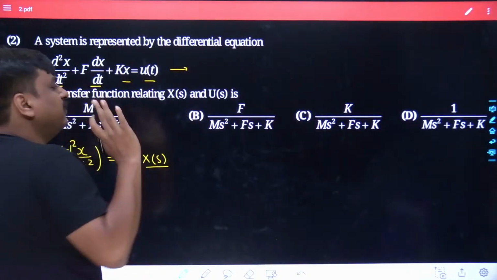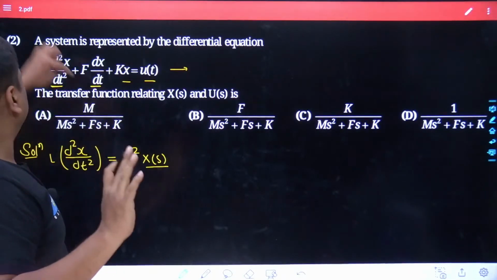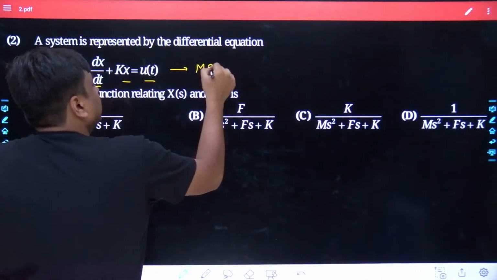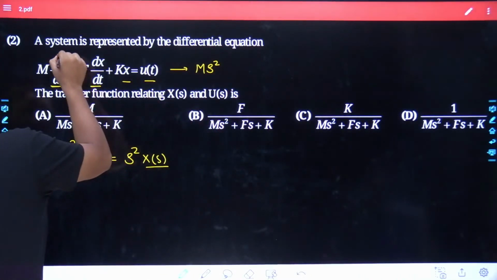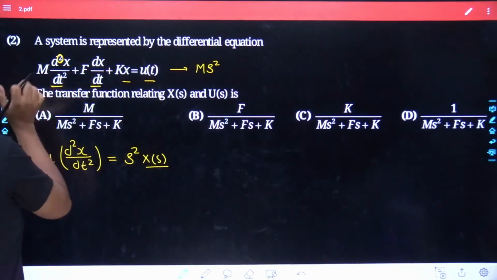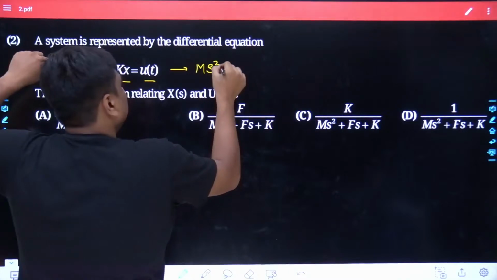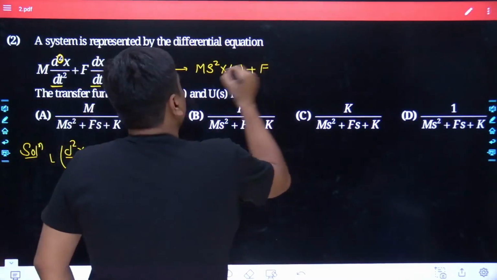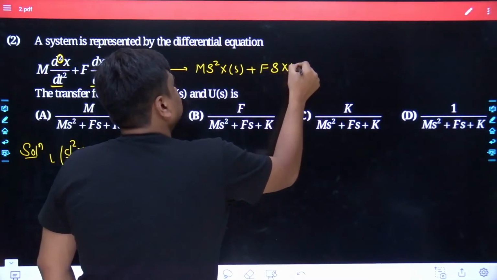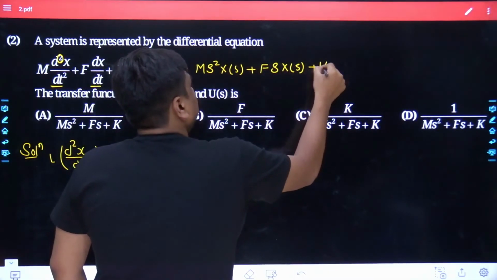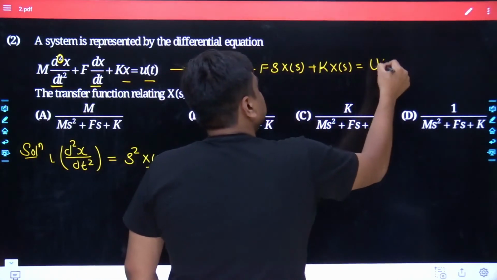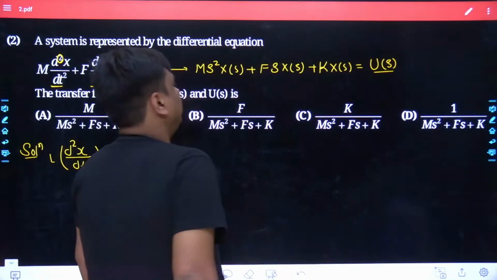Straight away, whenever this sort of problem comes to your mind, what you do is, m is a constant value, keep it aside, and as the second order derivative coefficient was involved with this term, obviously it's going to be s square X of s plus f times s X of s plus k X of s, and small u of t is changed to capital U of s.